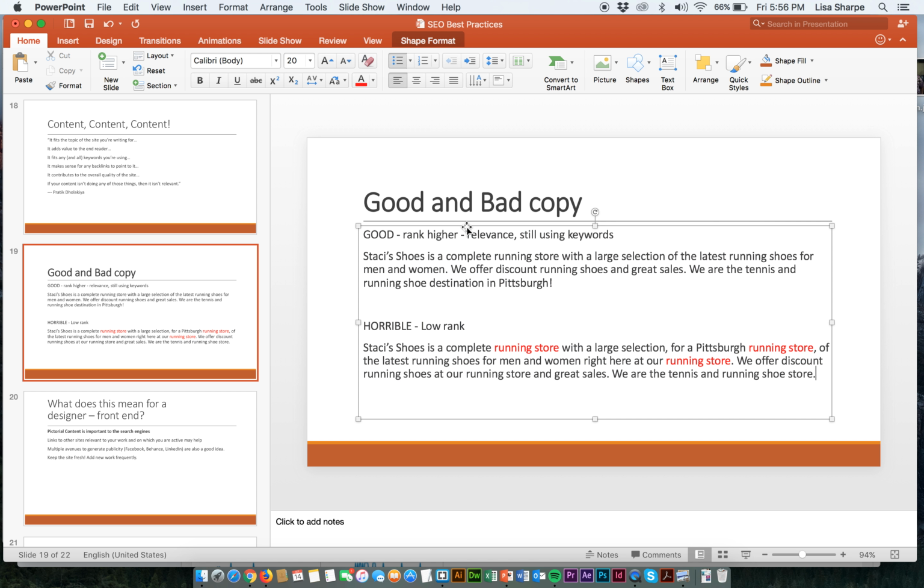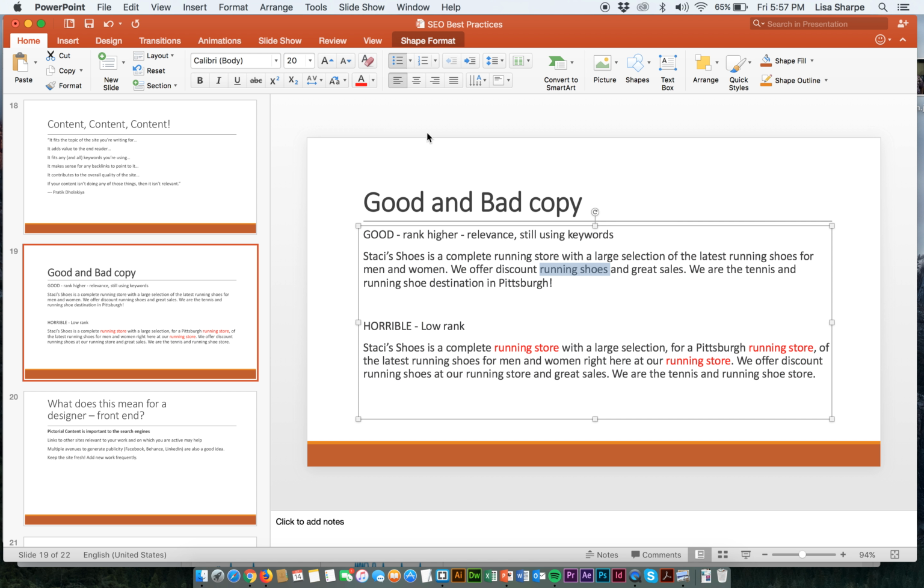Okay, so here's a much better example of running copy. Stacy's Shoes is a complete running store with a large selection of the latest running shoes for men and women. We offer discount running shoes and great sales. We are the tennis and running shoe destination in Pittsburgh. Okay, so that's much better. It's more meaningful SEO copy. They're still using the word running store, they're using running shoes, but we're not overusing them.